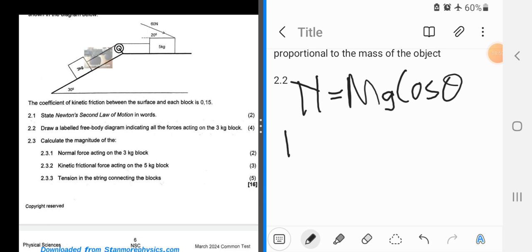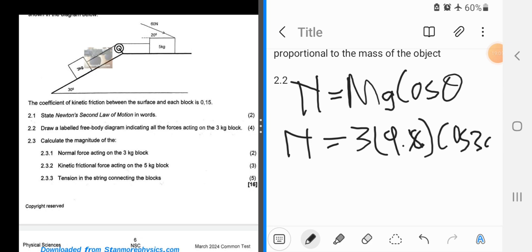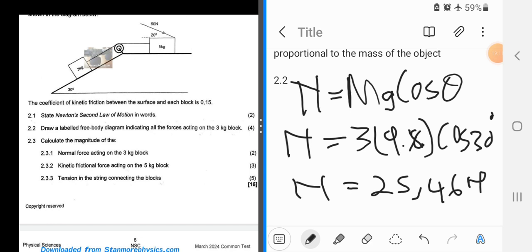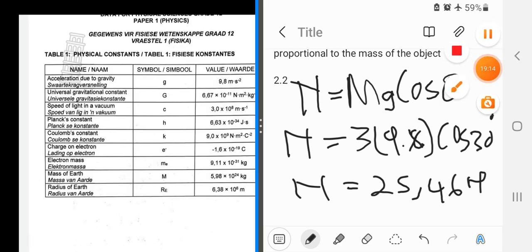So normal force equals the mass, which is 3 kg, times gravitational acceleration 9.8, and then we have cos 30. So you just punch that into your calculator and you'll get 25.46 newtons. The acceleration due to gravity is 9.8. That is the one that we use. That g stands for that thing.